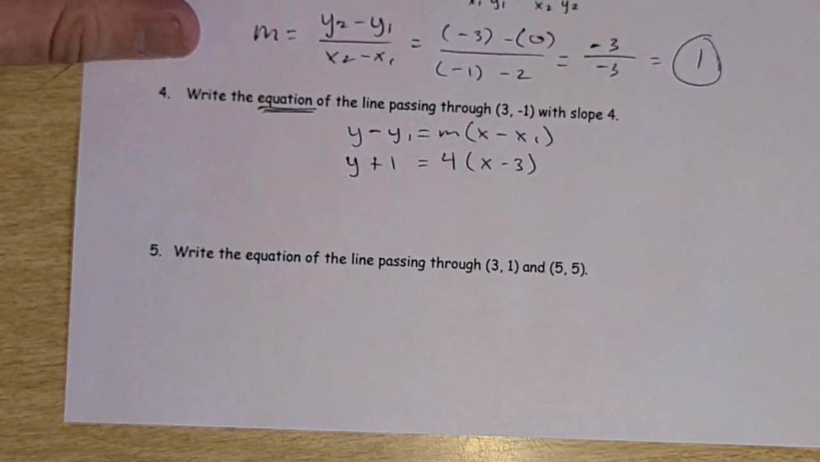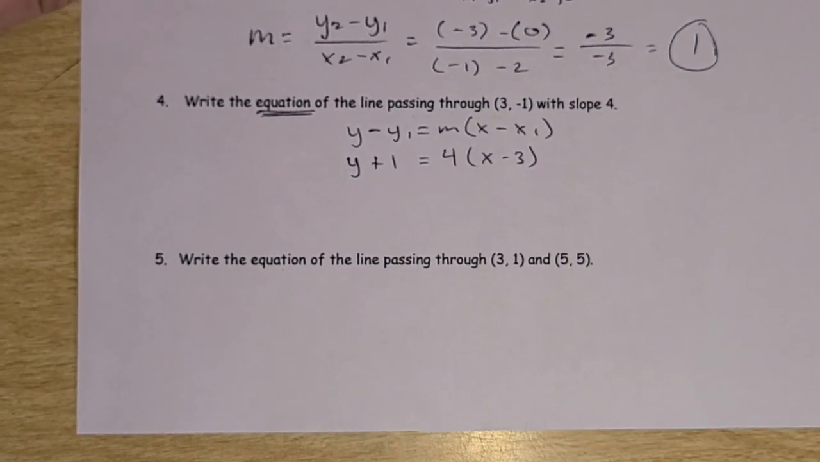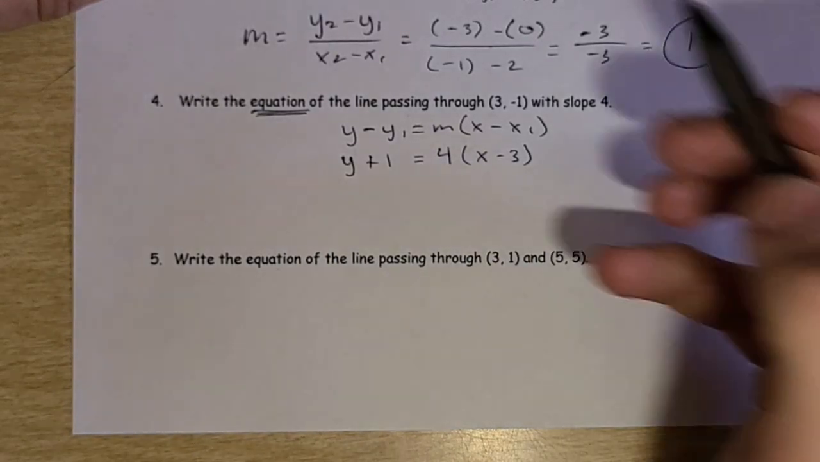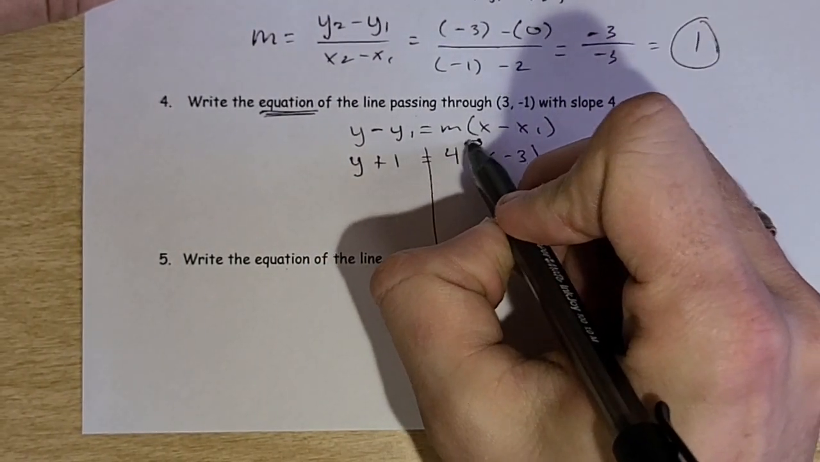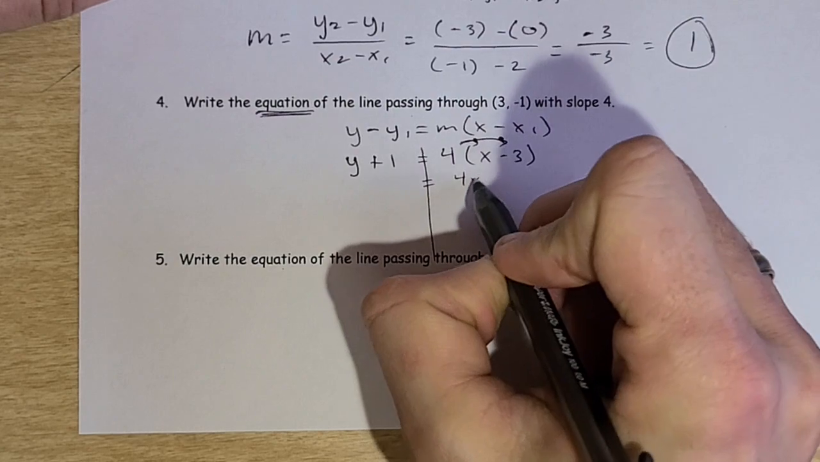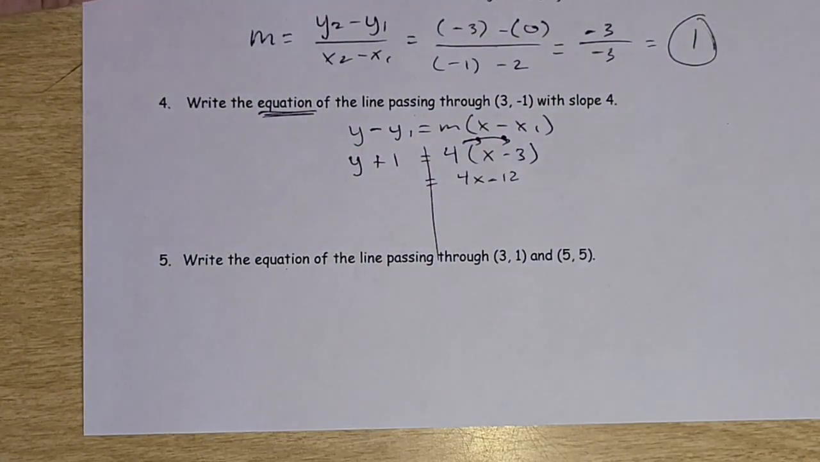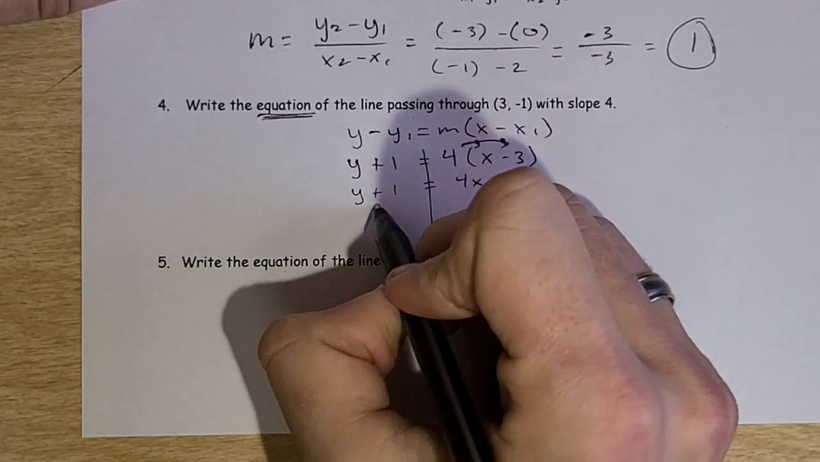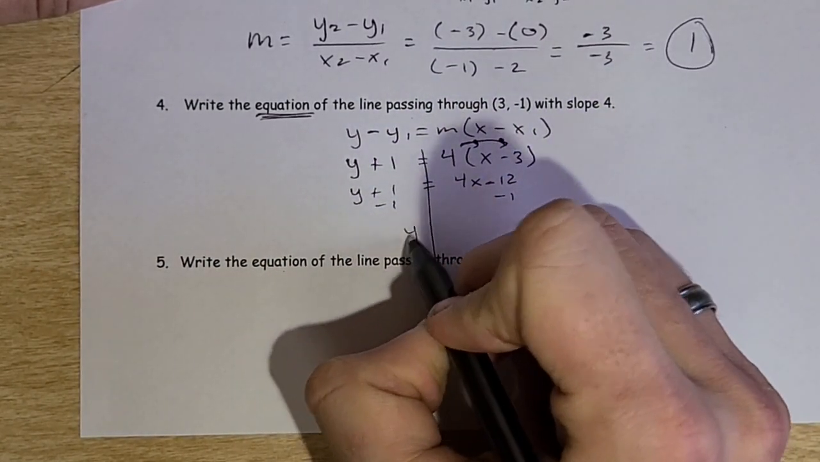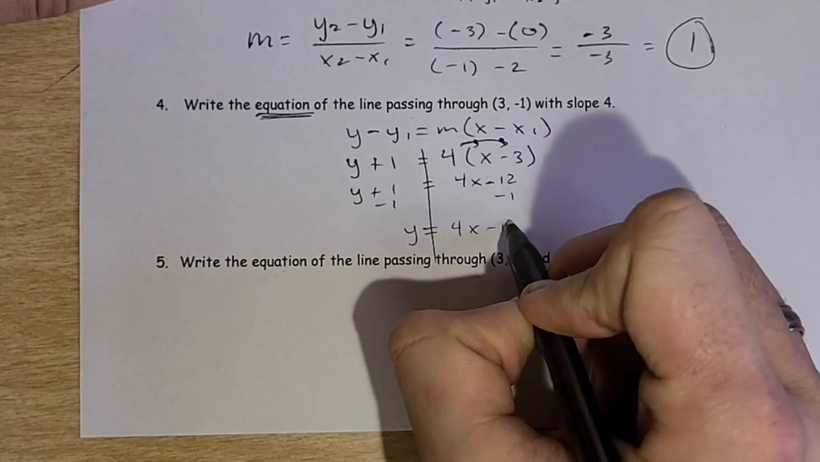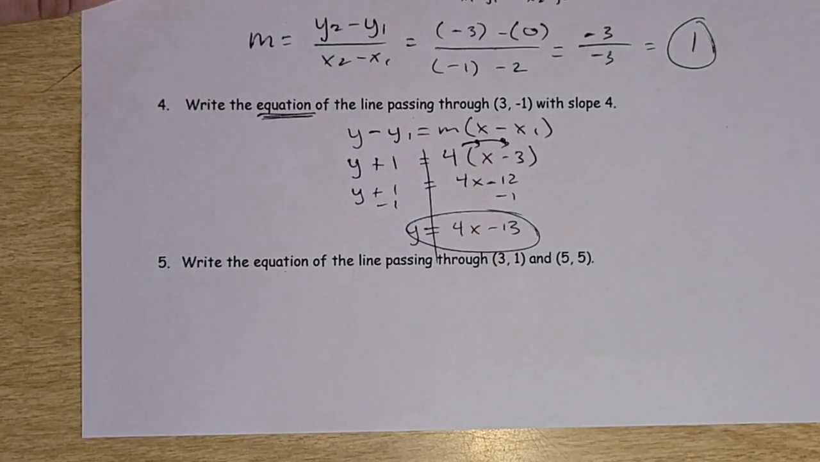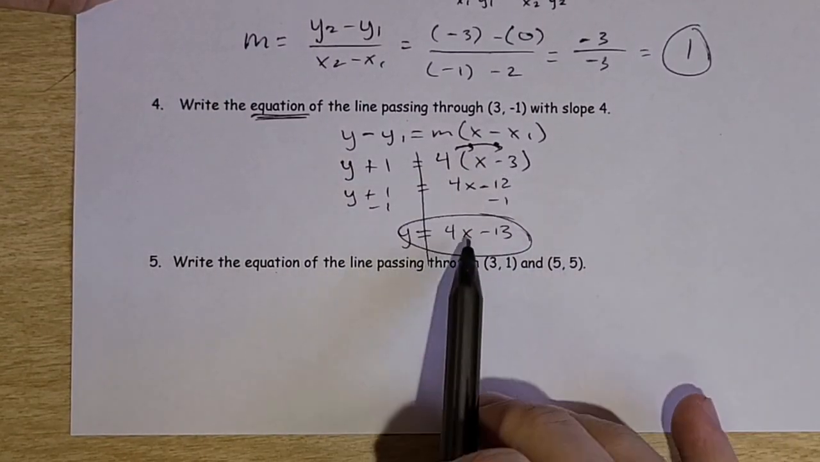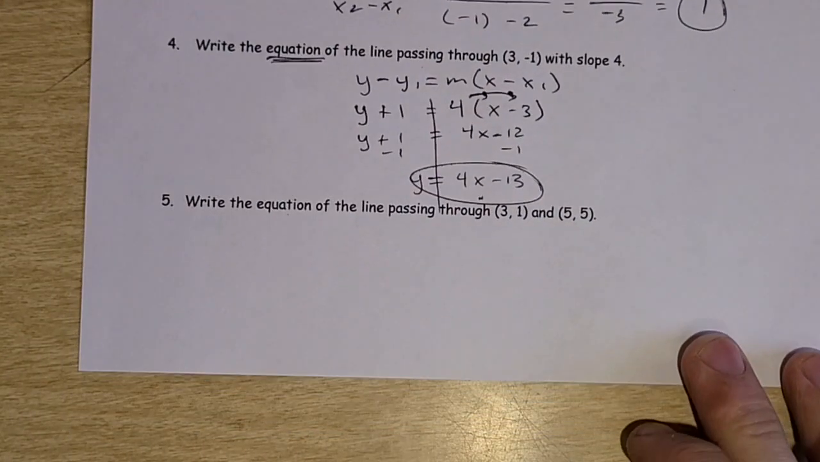Now, as of right now, I followed the instructions, but when you were taking your test, you probably noticed all of the answers were in slope-intercept form. So you actually had to take this, solve for y. So 4x minus 12. And then when I subtract 1, I get y equals 4x minus 13. That's what that would have looked like for the fourth question. This was one of the answer choices, 4x minus 13.